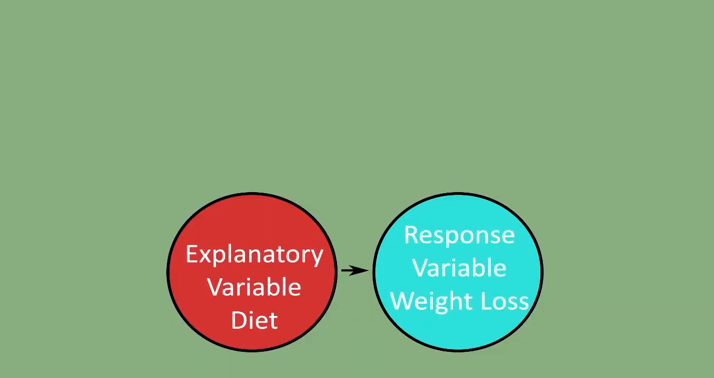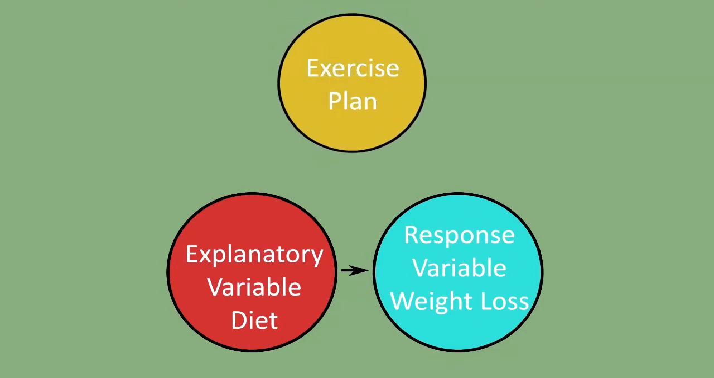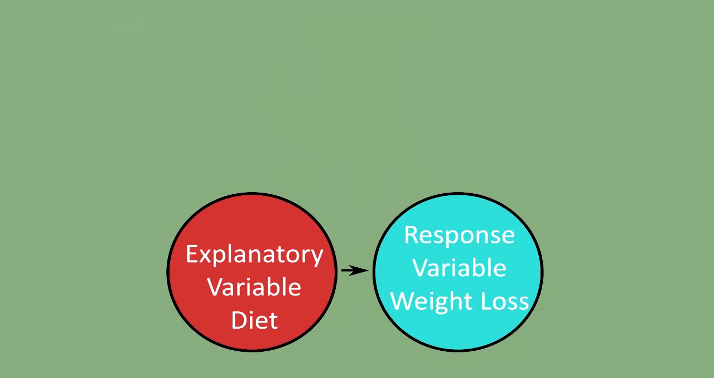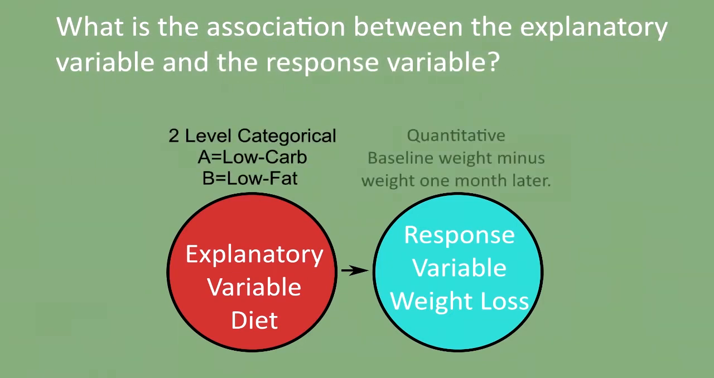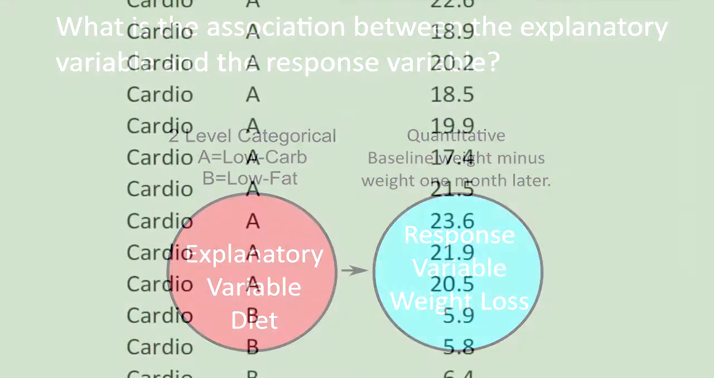Our variables of interest are diet and weight loss. We've added this third variable, exercise plan, to help us understand moderation or statistical interaction. So what's the association between diet plan A and B, our explanatory variable, and weight loss, our quantitative response variable?